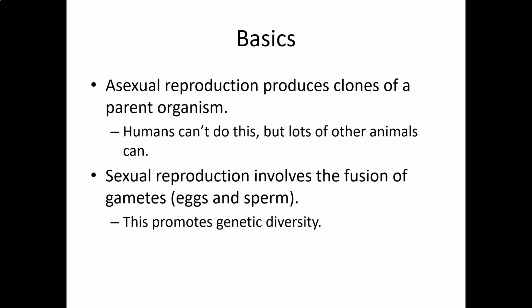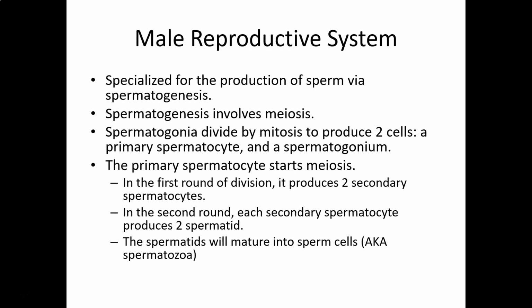And sexual reproduction is defined by the formation of gametes, which are eggs and sperm, and then the fusion of those gametes to create a zygote that will then develop to make an organism. We're going to be starting with the male reproductive system. It's designed to make the sperm, which is the male gamete.